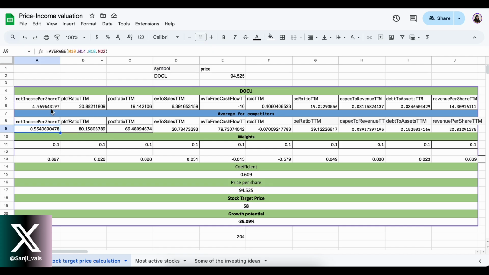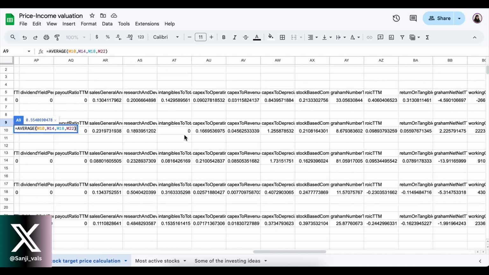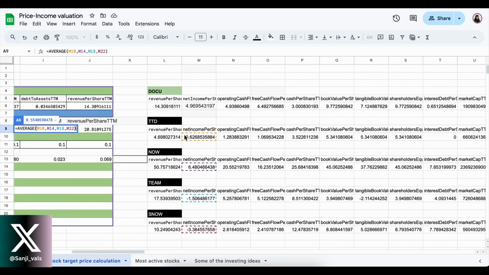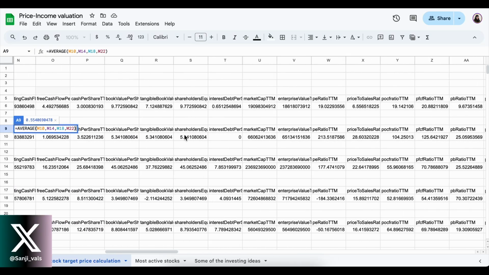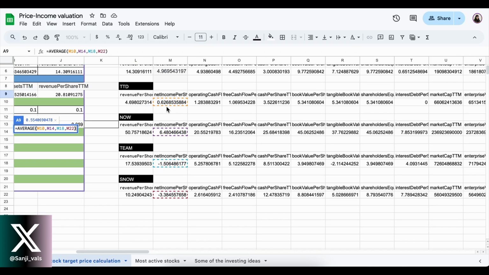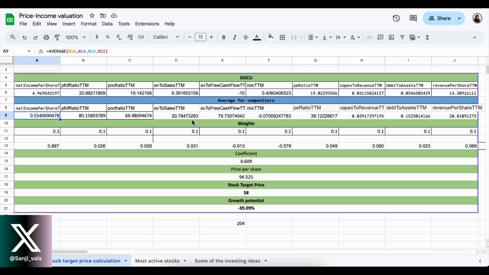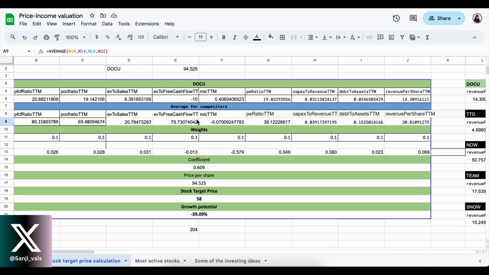For example, I'm using the formula here for net income per share. I'm taking the average formula. Again, you can see the formula over here. Where is this formula? We should find this formula, net income per share. So I'm taking 4 closest peers and using the average formula, and after that it is calculating the average data. Same I do for all the other financial ratios.